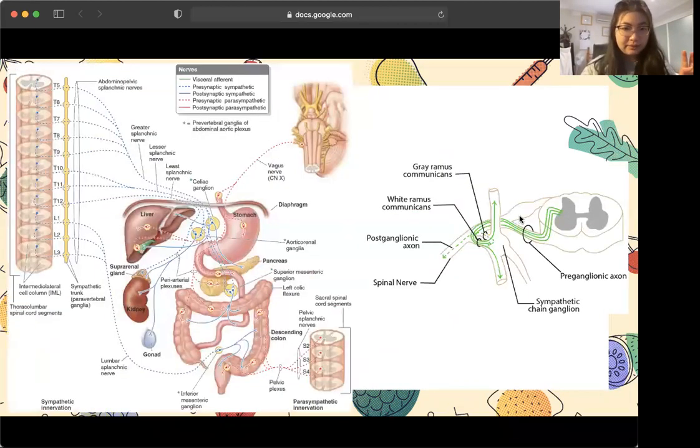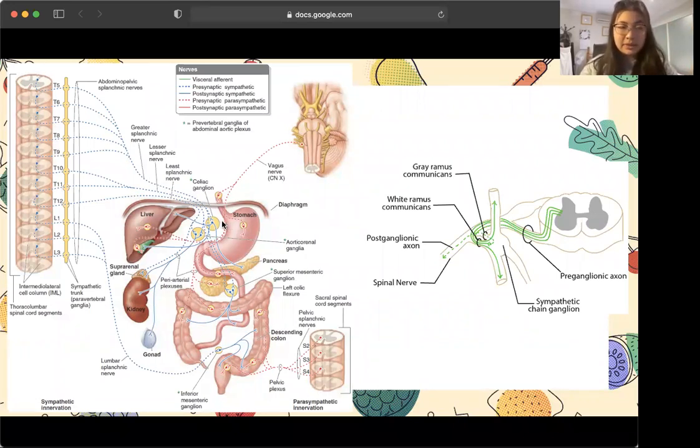The first is just leaving the spinal cord, passing through the sympathetic trunk, and then leaving that, going to the paravertebral or prevertebral or para-aortic ganglion, and then synapsing there before going to the gut. So that's the first option.